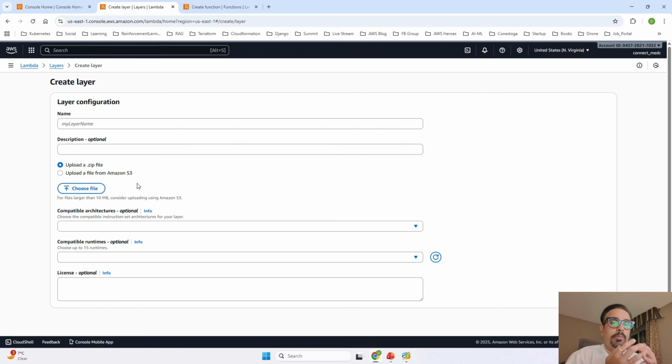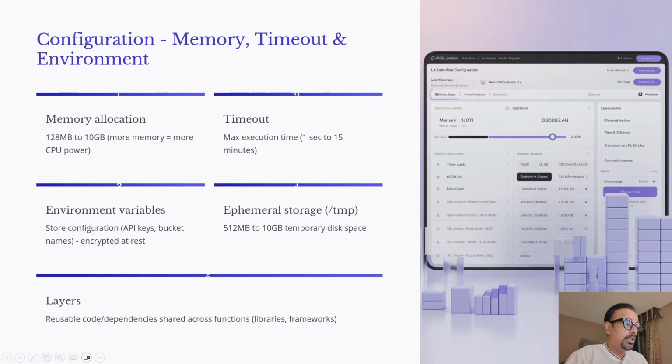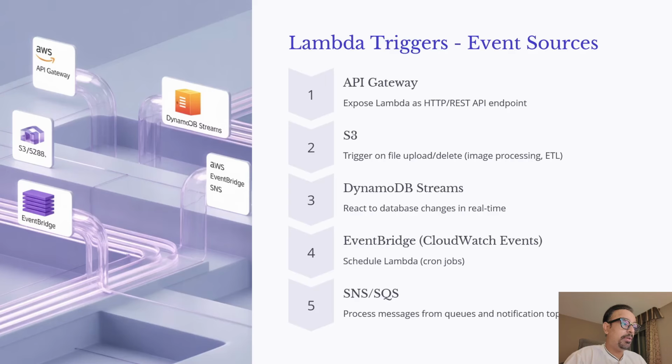So it has a one to many relationship. That is how you can use layers. Now, these configuration options together help you fine tune your Lambda performance, cost, and maintainability.